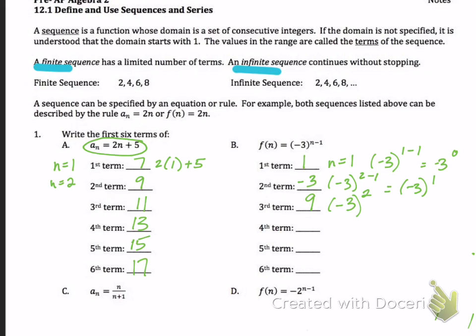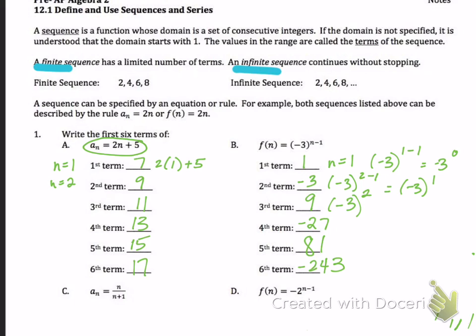So then, fourth term, negative 3 to the third power. Negative 27, because it's an odd power, so it's going to be negative. Negative 3 to the fourth power: 81. Would it be positive or negative? Positive, because it's an even power. An even power means that it'll be positive. And then the sixth term would be negative 243. So every single time you're multiplying it by negative 3.